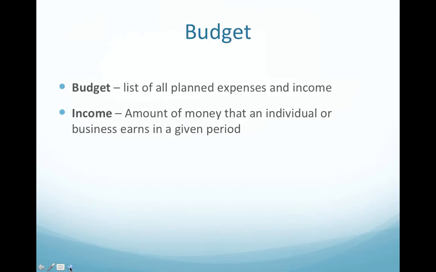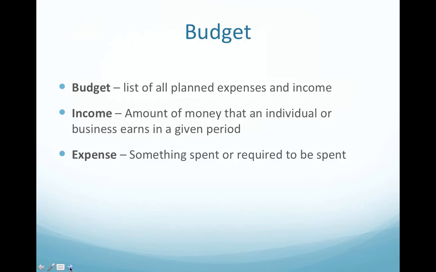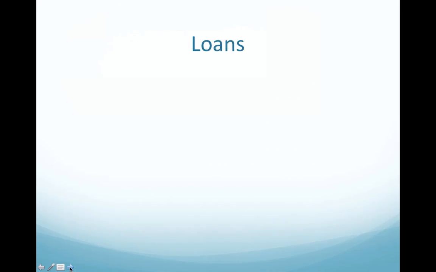Okay, so budgets are important. We see those a lot in business. A budget lists all the planned expenses and income. Income is money that we earn, expenses are money we pay out. Savings is what's left over. Debt is money that we owe.